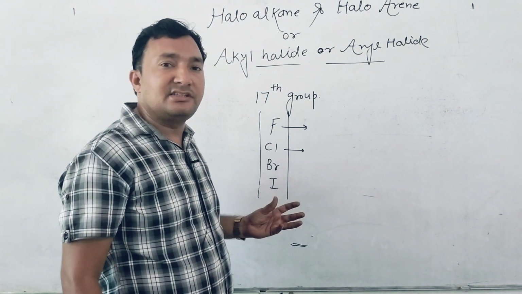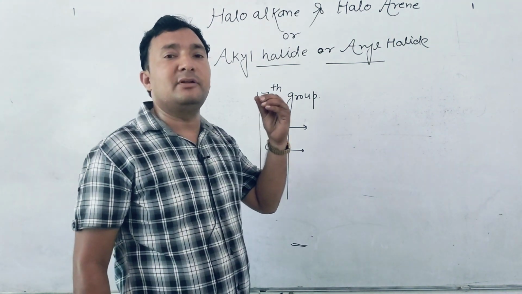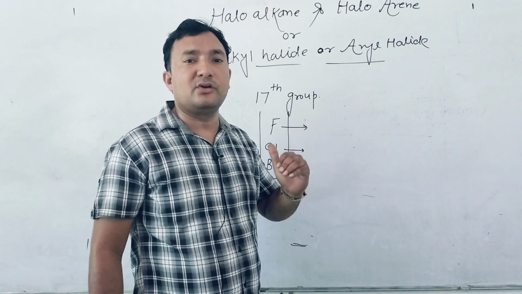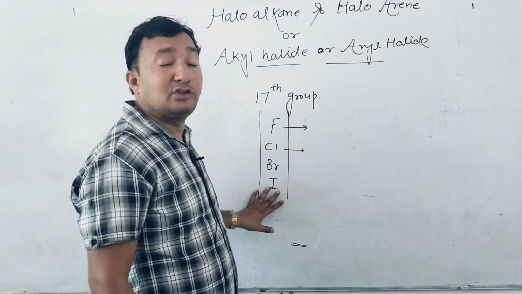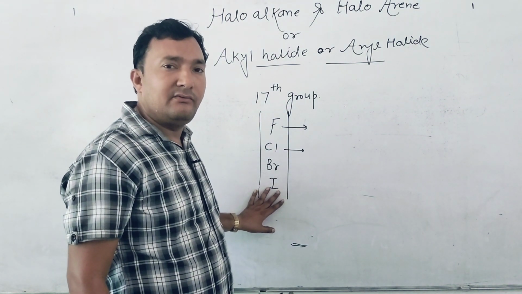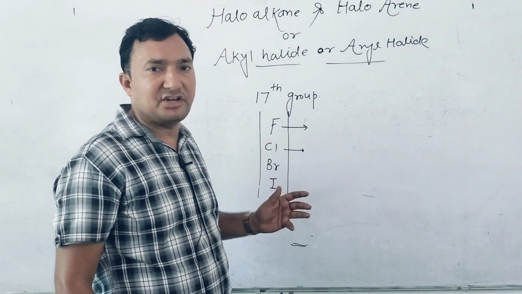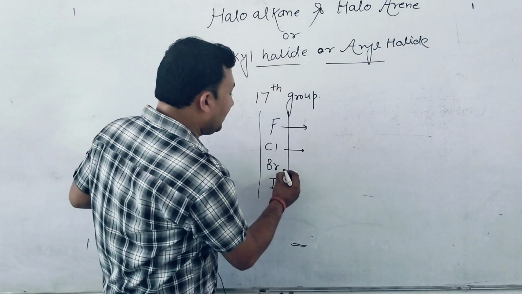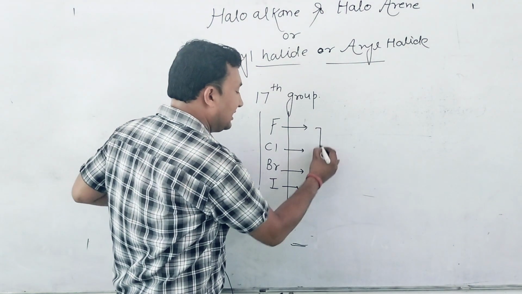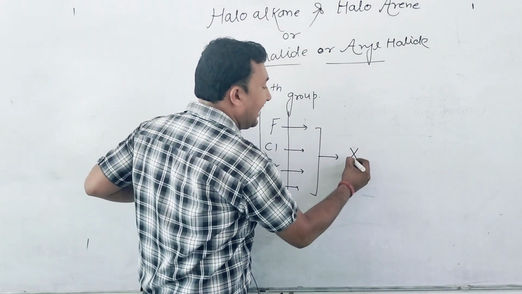Iodine is solid in nature and it sublimates. It can turn from solid to gas directly. We also use it in tincture of iodine and in iodoform. So these are some of the important applications of halogens. All these elements are called halogens, and uniformly they are indicated by X.